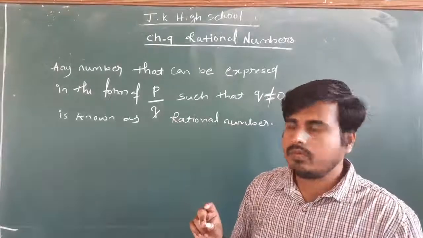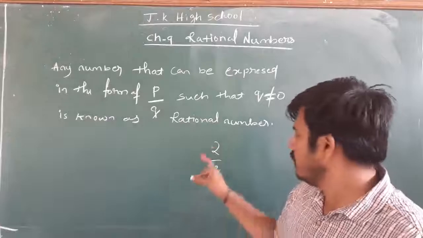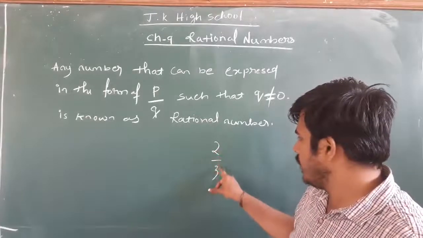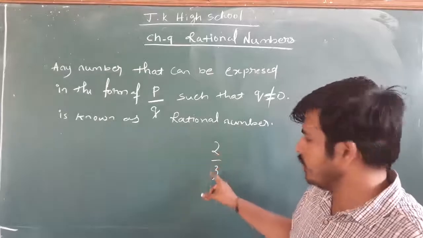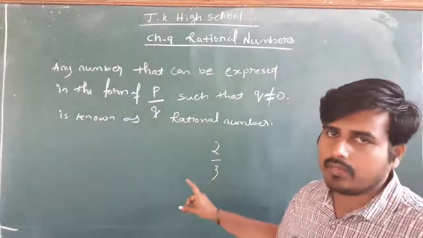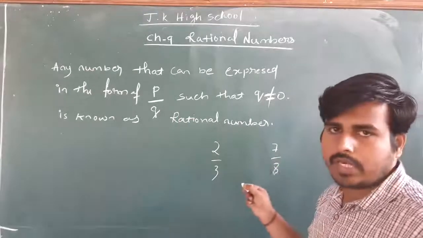Any number must be in p by q form, meaning a number must have a numerator as well as a denominator. So we all know that 2 by 3 has a numerator, 2, and a denominator, 3. It is in the form of p by q, so it is a rational number. 7 by 8 is also a rational number.